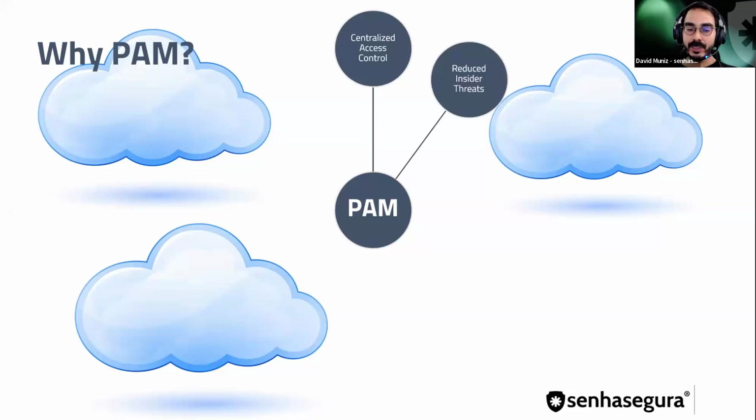We also have reduced insider threats. When we talk about zero trust, and about distributed environments with people working from remote locations, the threats can come from everywhere. So monitoring and controlling privileged access allows cybersecurity teams and organizations to mitigate the risks associated with insider threats, and this is one of the major security concerns in cloud environments.